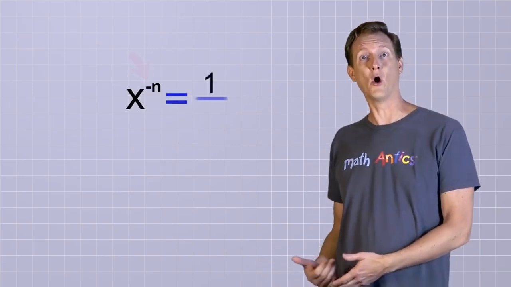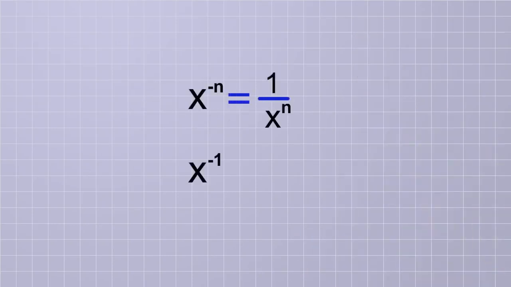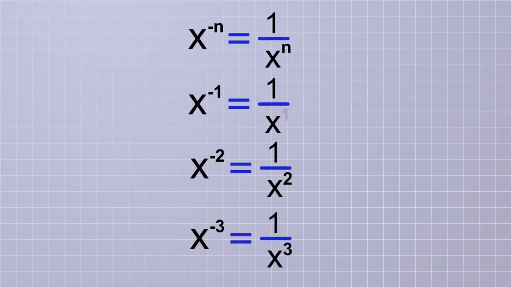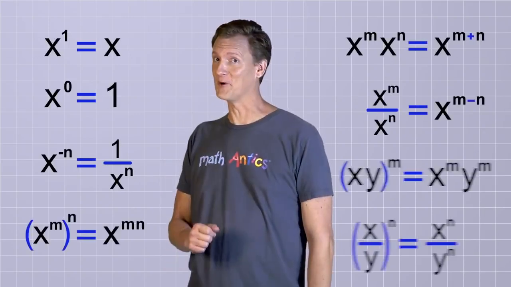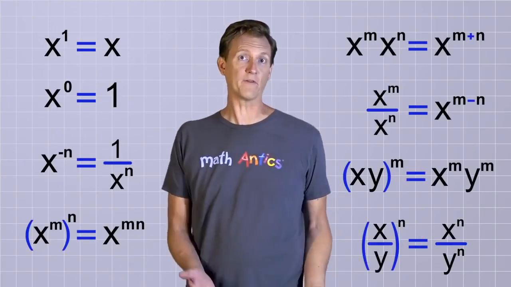It's just 1 over the same expression with a positive exponent. X to the -1 is 1 over x to the +1, or just 1 over x. X to the -2 is 1 over x to the +2. X to the -3 is 1 over x to the +3, and so on. All right, 3 laws down, 5 more to go. And these next 5 show us how we can do various math operations involving exponents.